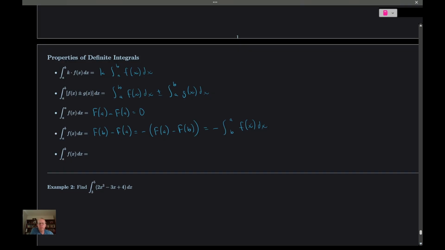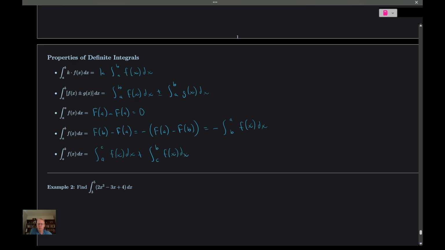Now this one here, we're going to look at what happens if we split this up. So if we have the integral from a to b, we can write this as the integral from a to c of f of x dx plus the integral from c to b of f of x dx.